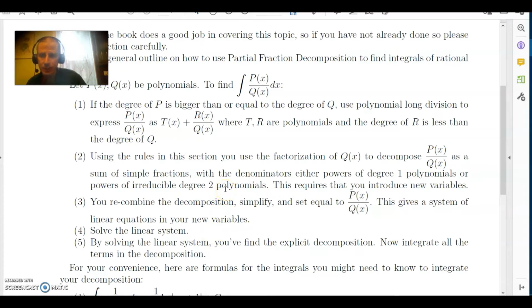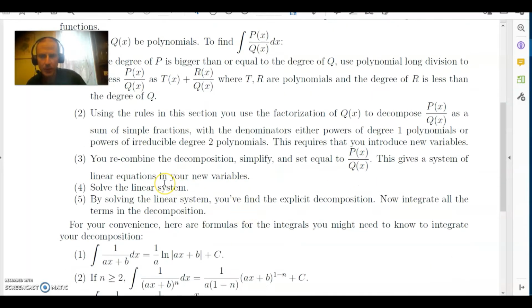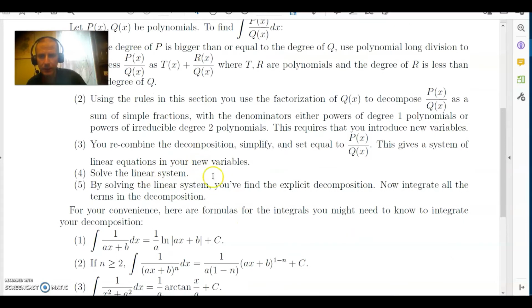This means, since you're doing it abstractly, you have to introduce new variables. You now take your abstract decomposition and recombine it into one big fraction. When you can recombine it into one big fraction, you can set it equal to p of x over q of x. Now the numerators have to equal, and the coefficients of all the powers of x have to equal, and that's going to give you a system of linear equations in your new variables. Then you solve the linear system, and by solving it, you've found the actual decomposition, and you can integrate all the terms in that decomposition.